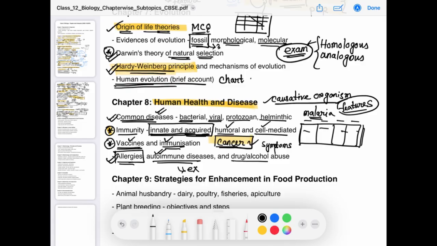Okay, and drug and alcohol abuse. This is also an interesting and easy part. From here you can expect a 3 marks question. Okay, so that is why you need to study this.